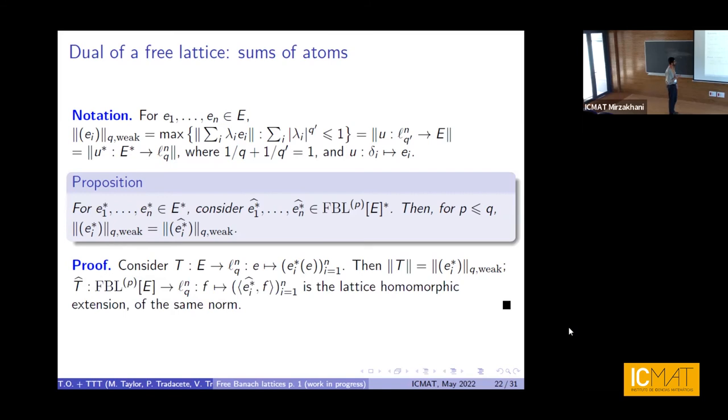And then this T has an extension T hat, an extension from a free P-convex lattice into L Q n. And of course, if you look at each coordinate, you see that at each coordinate, this extension only has to be E i star with a hat. So this is the formula for the extension T hat. And this extension has the same norm. And what is the same norm? This is precisely the cubic norm, but now the cubic norm of the sequence of E i star with hats.